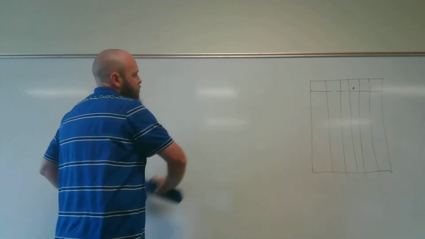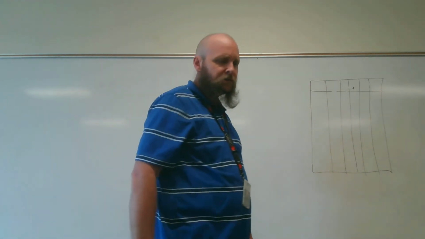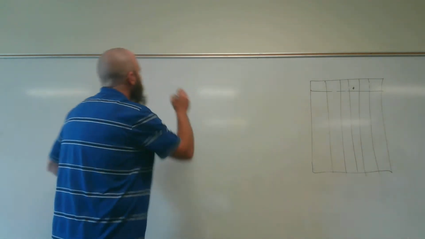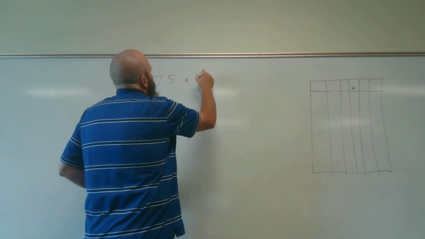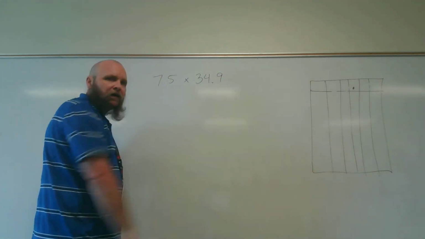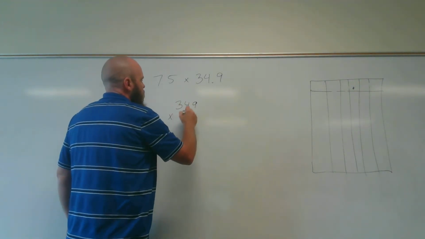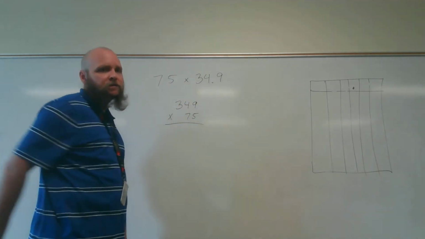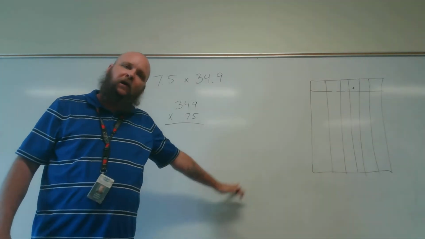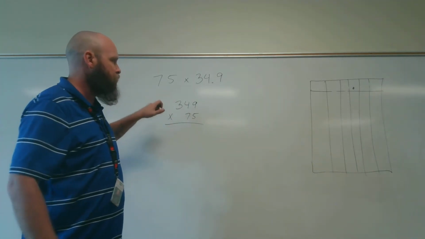You'll notice I'm not doing this in order, so hopefully you wrote down the problems so that you know what we're doing here. I'm just saying, let's do 7.5 times 34.9. Multiplying with decimals, we rewrite them like a normal multiplication problem, leaving the decimals out. We leave the decimals out till we get to the answer. We don't worry about the decimal points until we've found the product of these two factors.